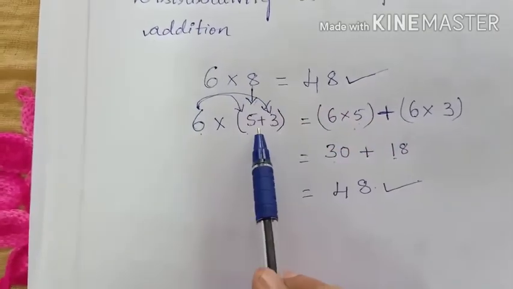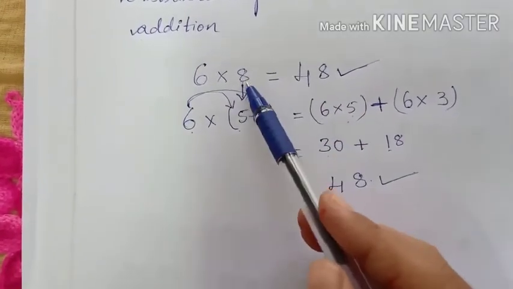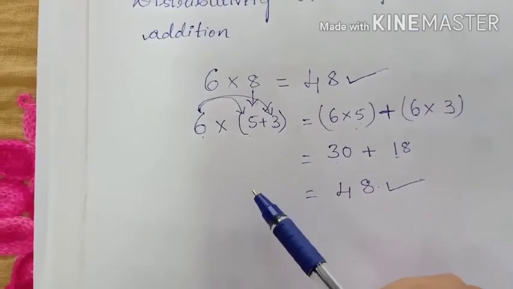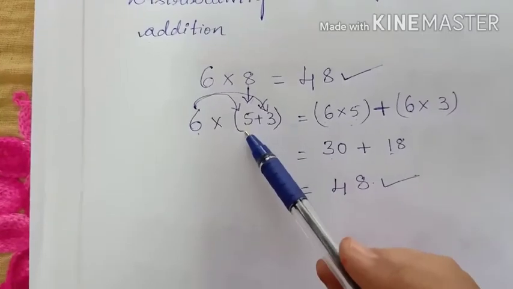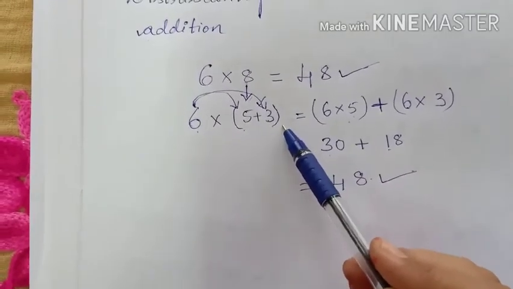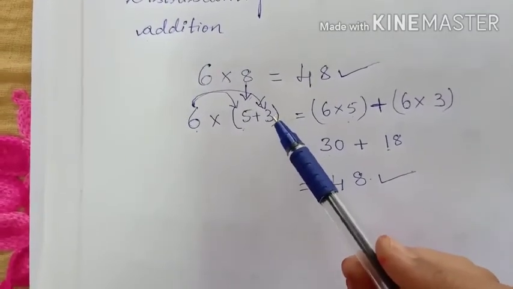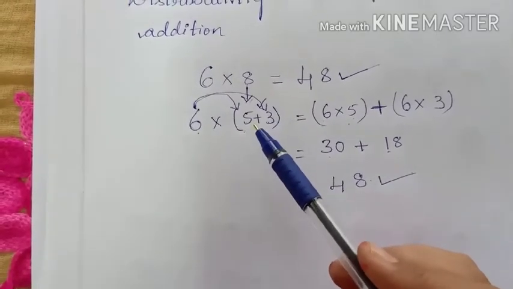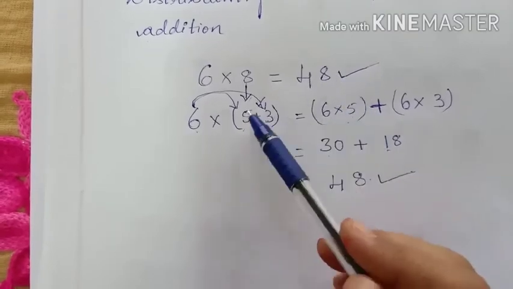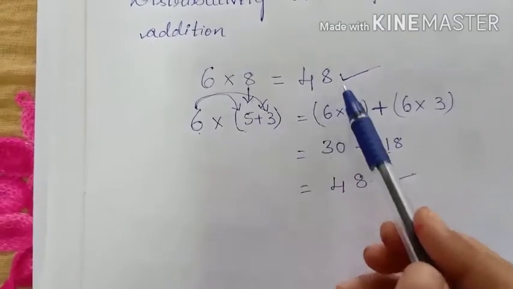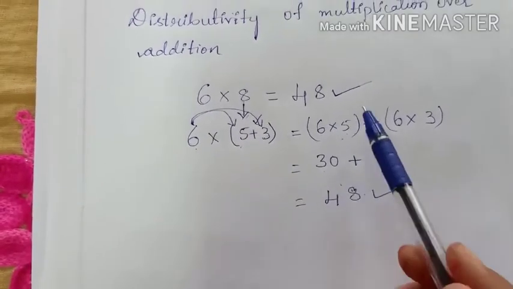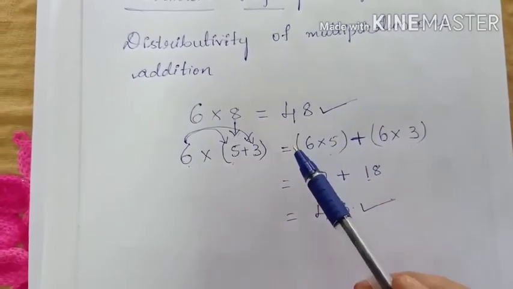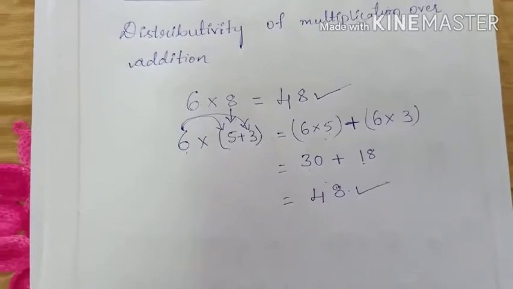Now here we are distributing this 8 into two numbers as for our convenience. See, 8 is distributed as 5 plus 3. We can also do it 4 plus 4 or 2 plus 6, however we want. When we do like this, the results are same. So this is distributive property of multiplication over addition.